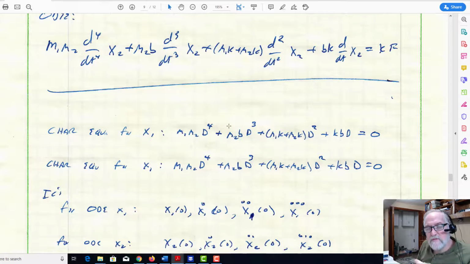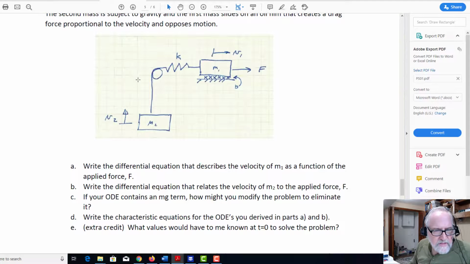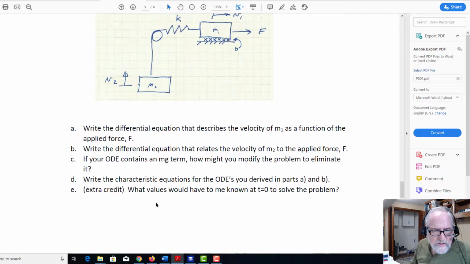And this is important to get the right answer. Well, one way to make sure you get the right answer on this is to do this. Recast the problem for two different output variables and make sure you get the same characteristic equation. It's a great internal consistency check. I think that was an extra credit, right? So write the characteristic equations, extra credit.